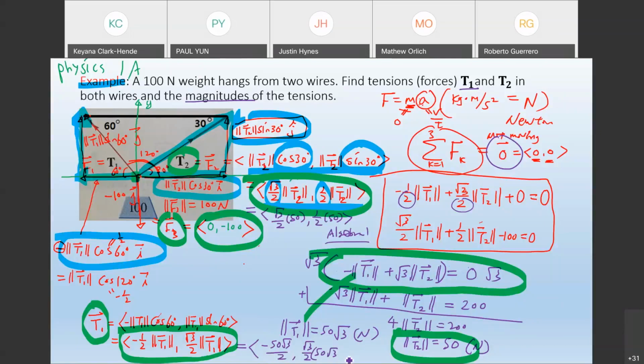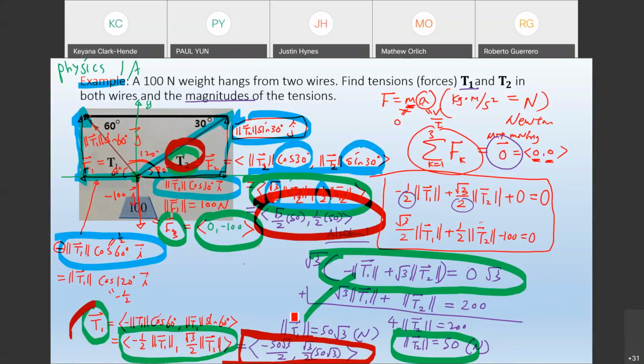So the answer is, yeah. Is it fun? This is T1. Where did T2 go? T2, you're here. Magnitude, you're here. Okay.